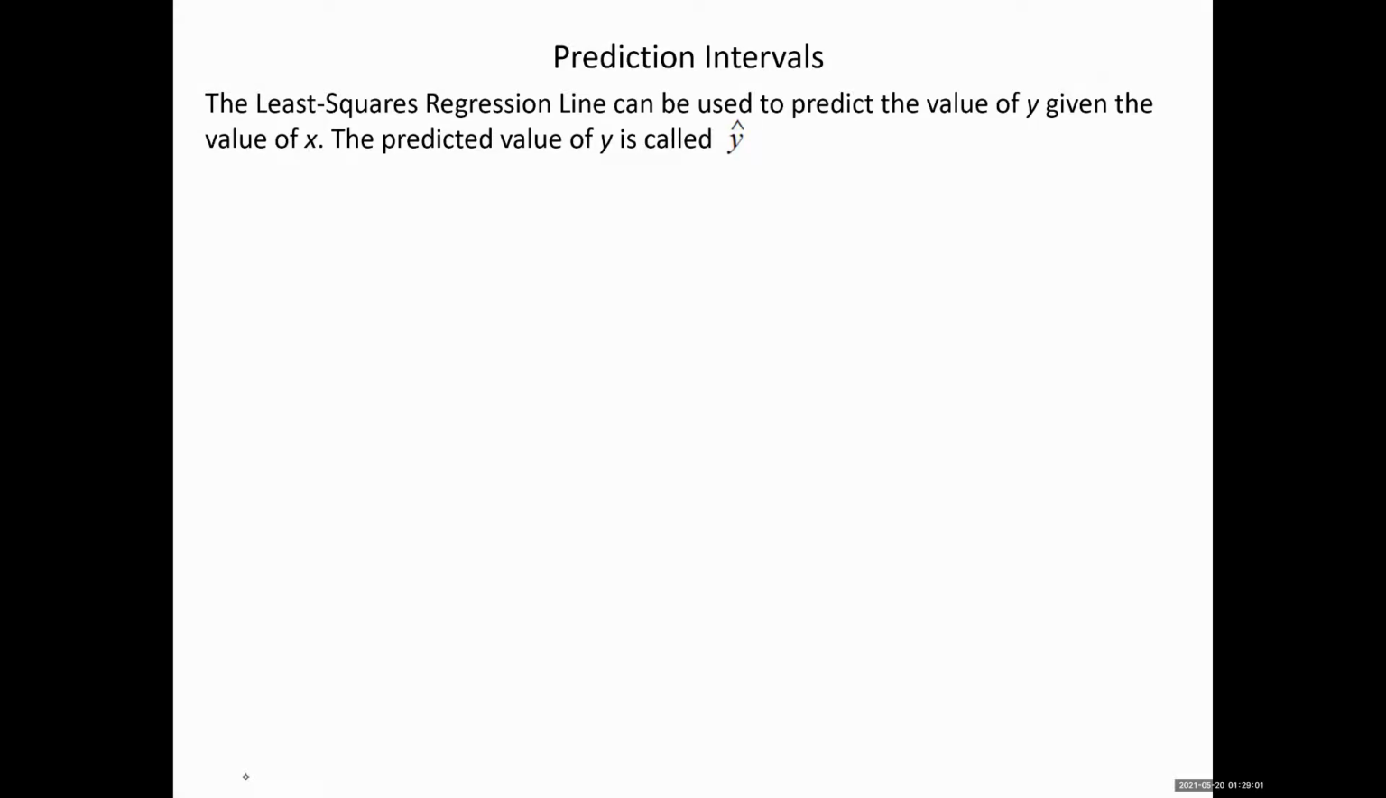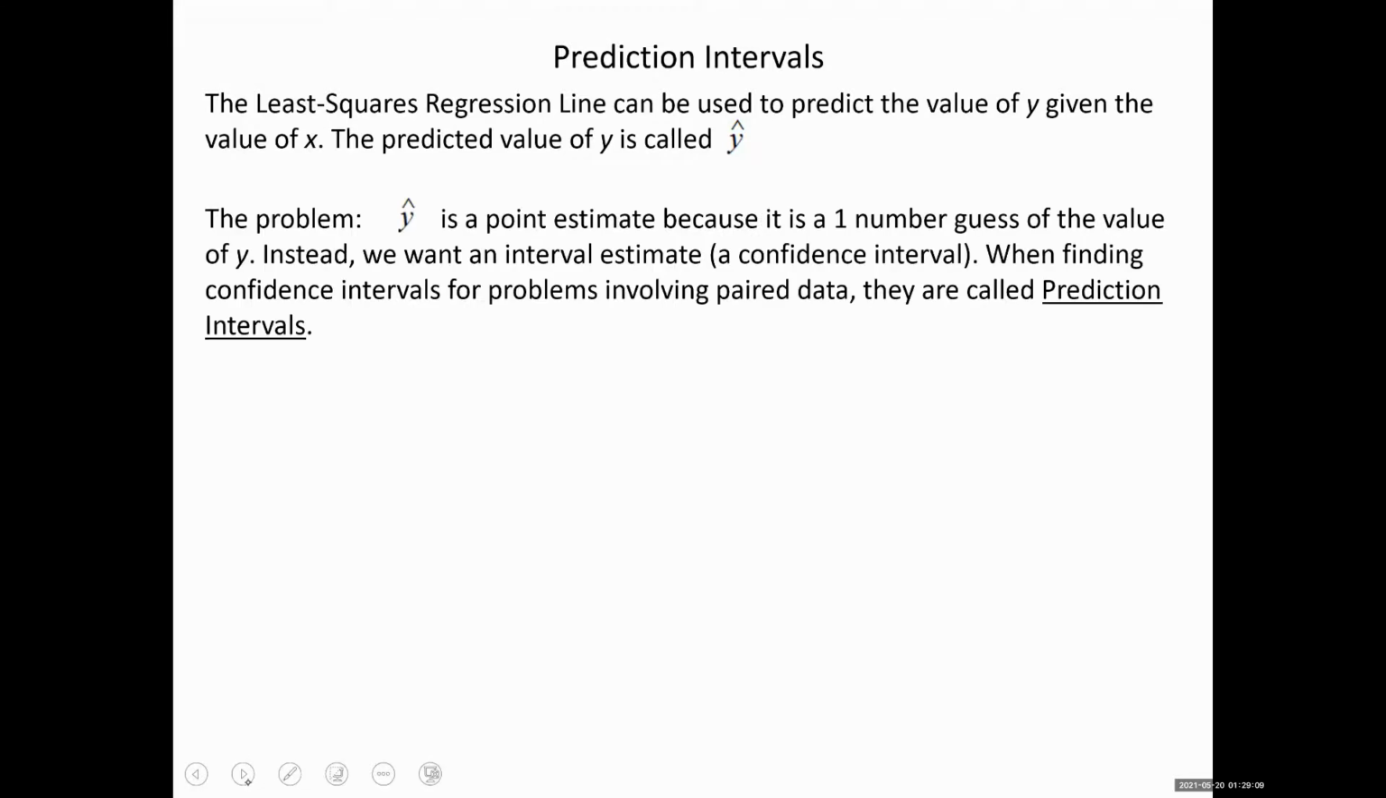But remember, we don't like one number predictions. We want an interval prediction instead of a one number prediction. We want a confidence interval, and that makes it more work. So y hat is our best guess for y. y is what we're trying to predict. y hat is our best guess for it, but it's a point estimate, so it's almost always wrong. So instead we want an interval estimate, but again, we're not going to call them confidence intervals in this section, we're going to call them prediction intervals.